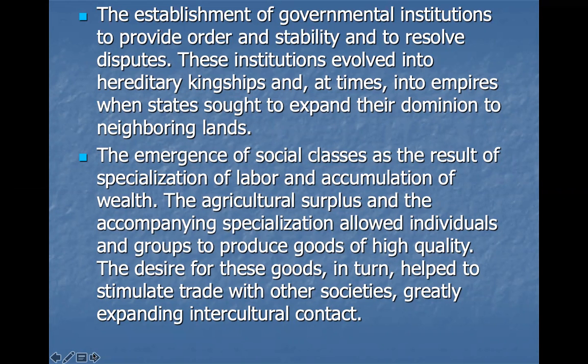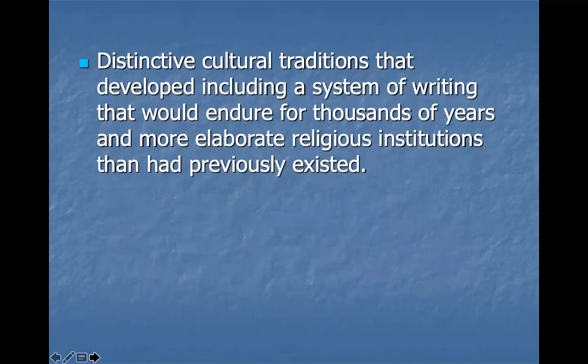Agricultural surplus and the accompanying specialization allowed individuals and groups to produce goods of high quality. The desire for these goods in turn helped stimulate trade with other societies. Distinct cultural traditions developed, including a system of writing that would endure for thousands of years. One thing that you don't have on your chart that you do need to know: the first form of writing, cuneiform, developed here.